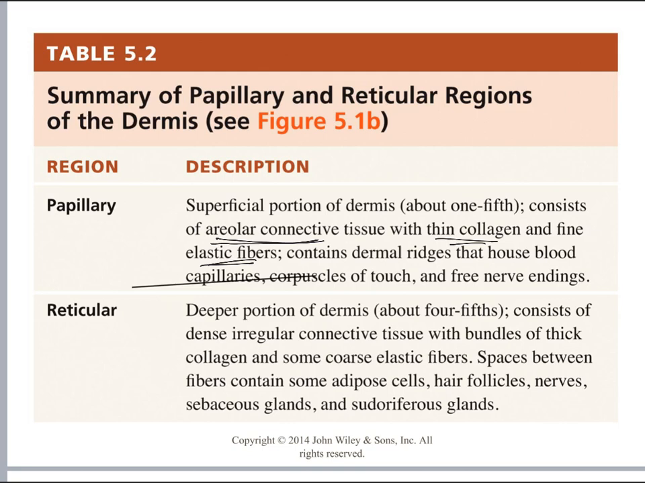Our reticular region is the deeper portion, consists about 4/5, and it's going to have our dense, irregular connective tissue. These are our bundles of thick collagen fibers. We get some coarse elastic fibers here. The spaces between fibers contain some adipose cells, hair follicles, nerves, sebaceous glands, and sudoriferous glands.